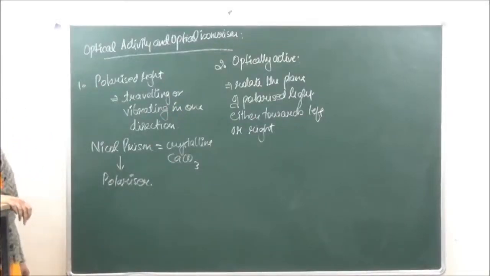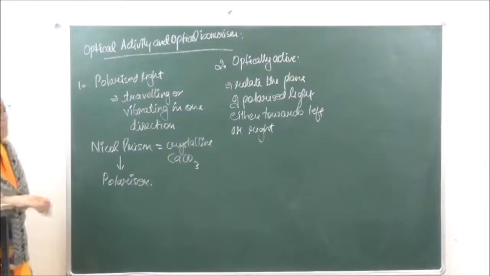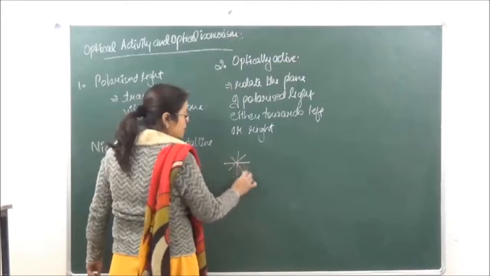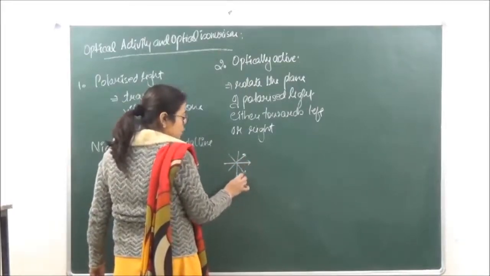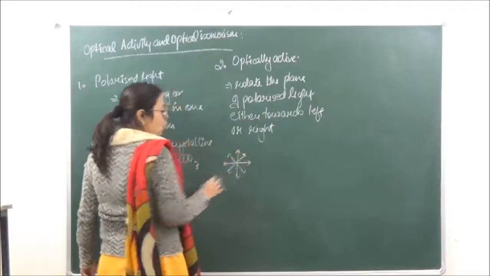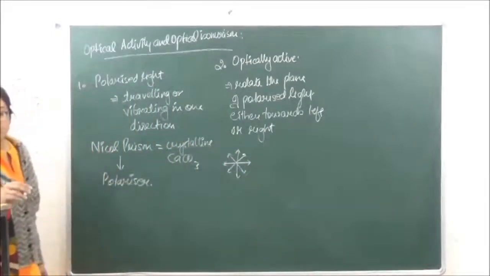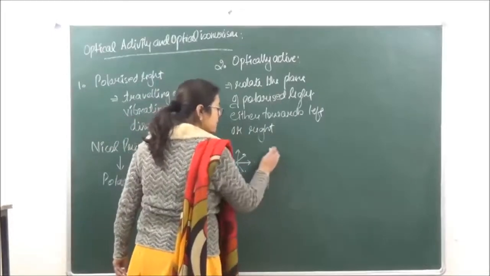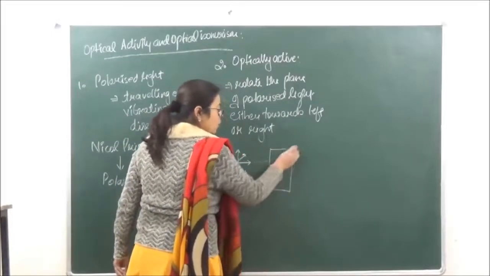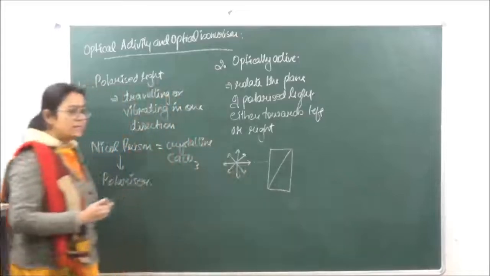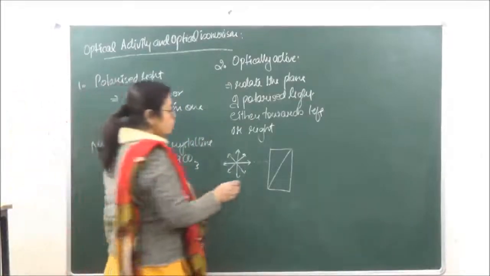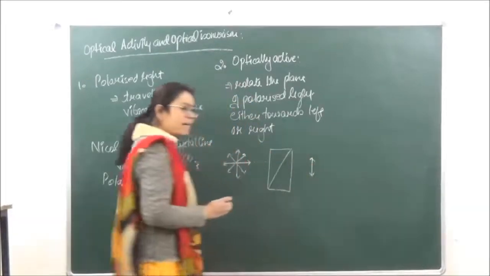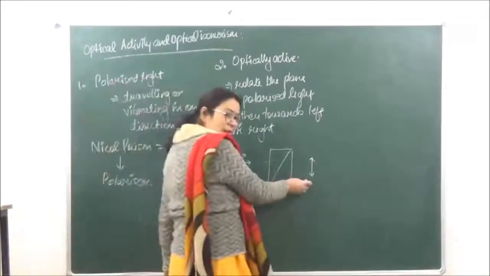Right? Is it clear? So over here, let's try to explain it with the help of a diagram. This is any source of light which is vibrating in all different directions. We are passing this through a Nicol prism. This is known as the polarizer. When it is passed through this, it is going to vibrate only in one direction. So this is polarized light.